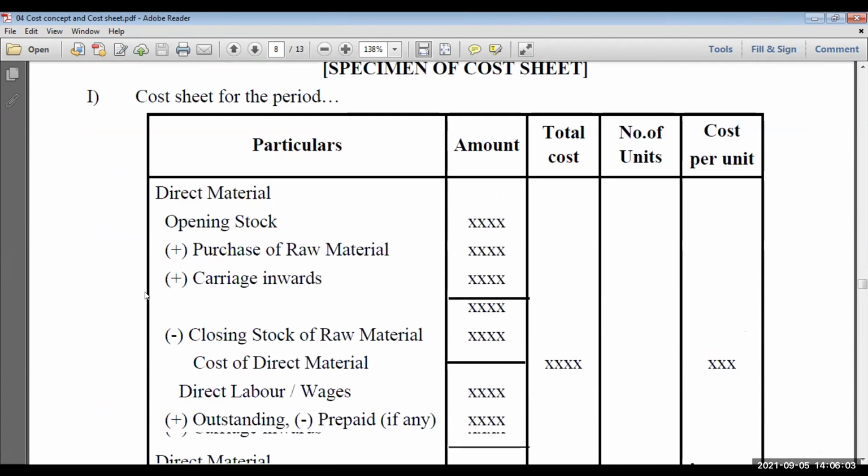Now we are coming to a very, very important aspect. How do we estimate the cost? We have to prepare a cost sheet through which we can estimate the cost. Cost sheet for a product. Direct material.